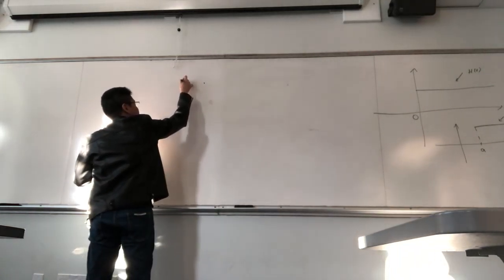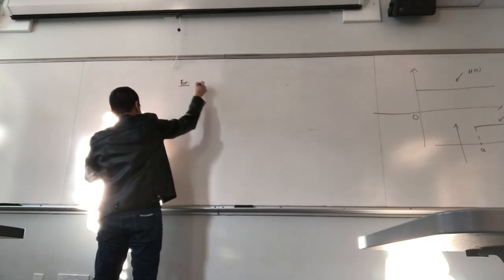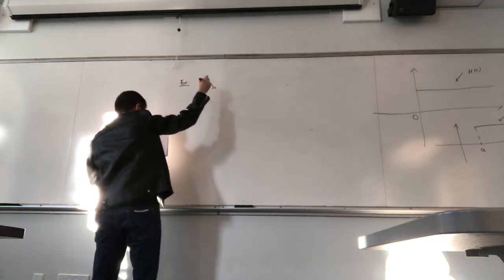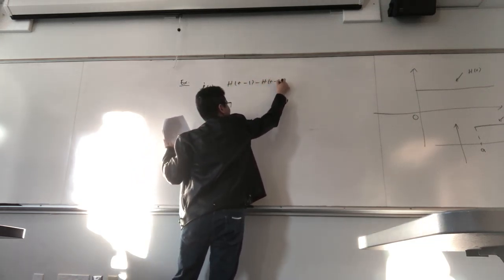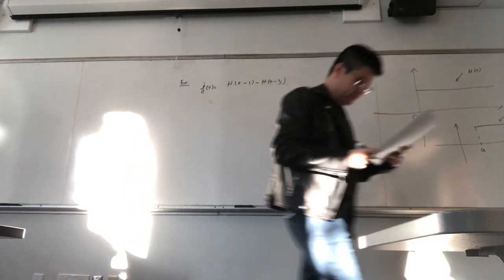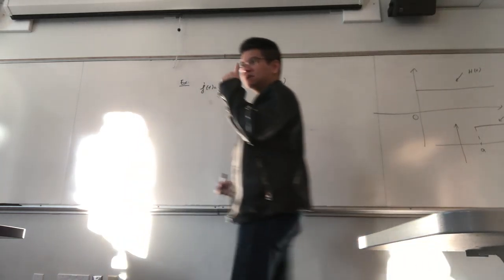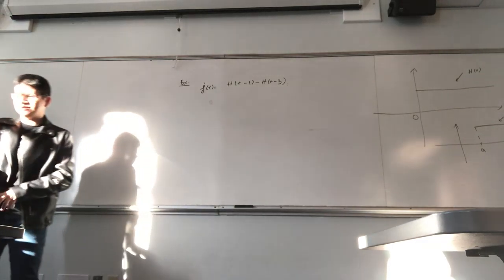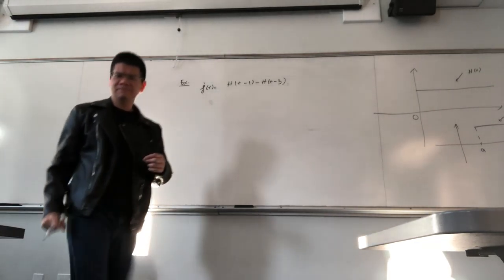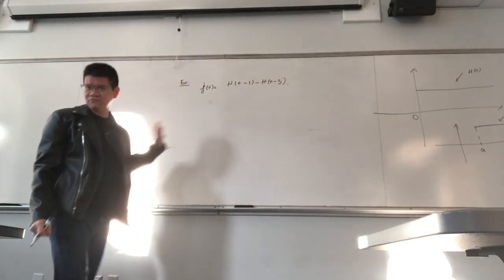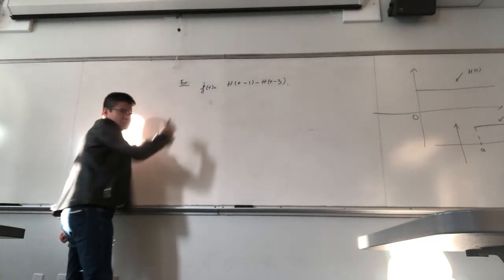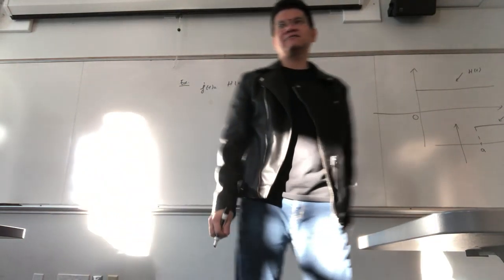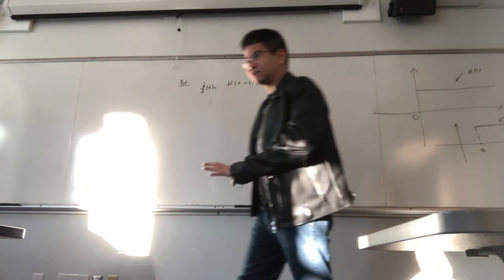So example, so you have f of t, which is h of t minus 1 minus h of t minus 3. All right? So now I define the function, which is the difference between h of t minus 1 and h of t minus 3. All right? So I have to write out all of the values of this function in several different intervals, right?